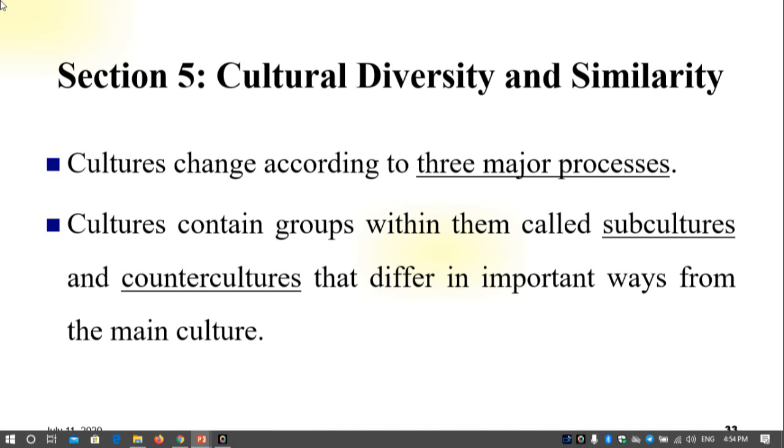Section 5, cultural diversity and similarity. Cultural diversity is the quality of diverse or different cultures.